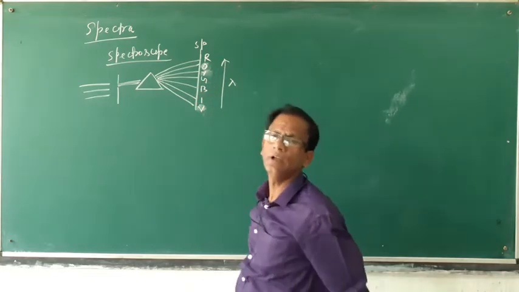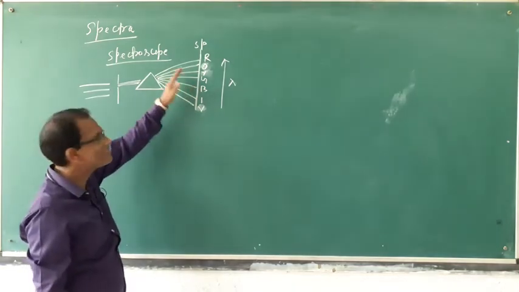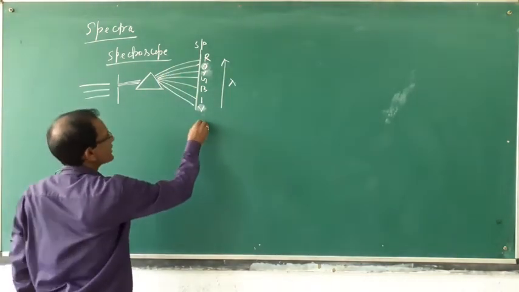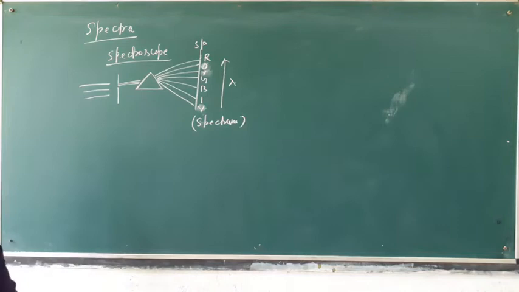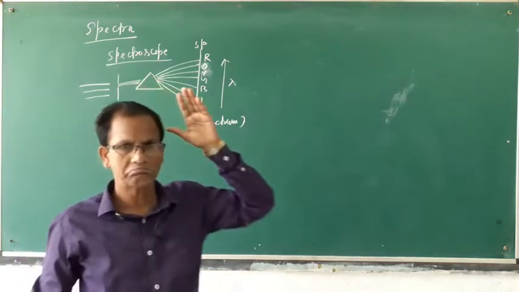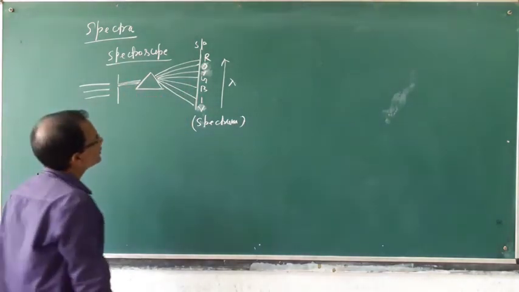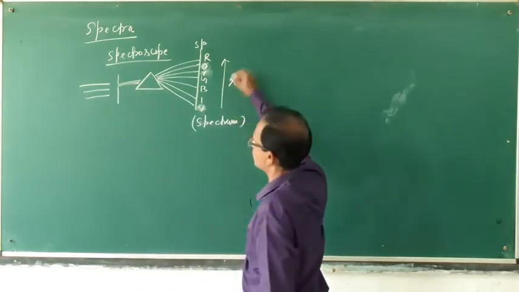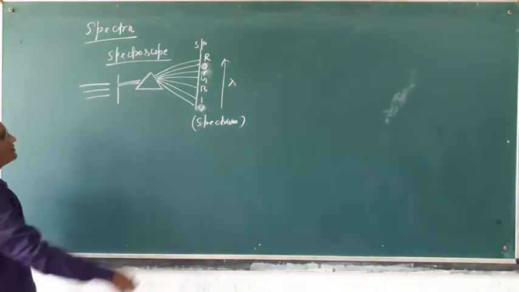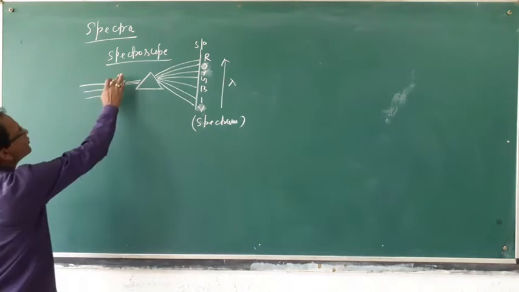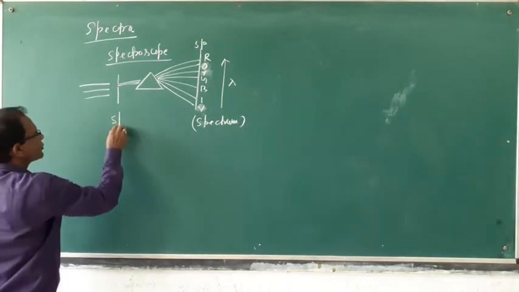And this is called spectroscopy. This arrangement is called spectrum. Spectrum means arranging the different lights in increasing order of wavelength or decreasing order of frequency. Increasing order of wavelength means decreasing order of frequency. This is called spectrum, and this is called spectrophotometer, and the instrument is called spectroscope, and the technique is called spectroscopy.